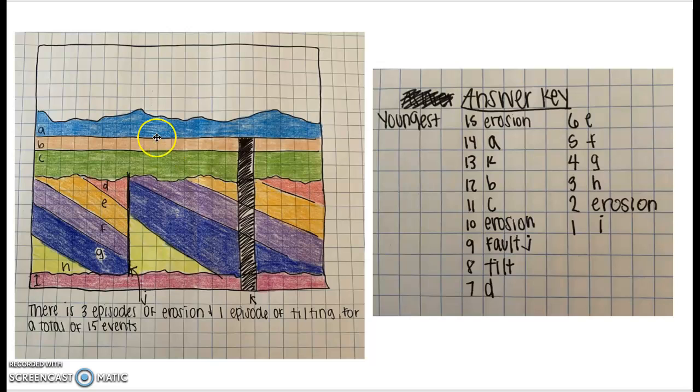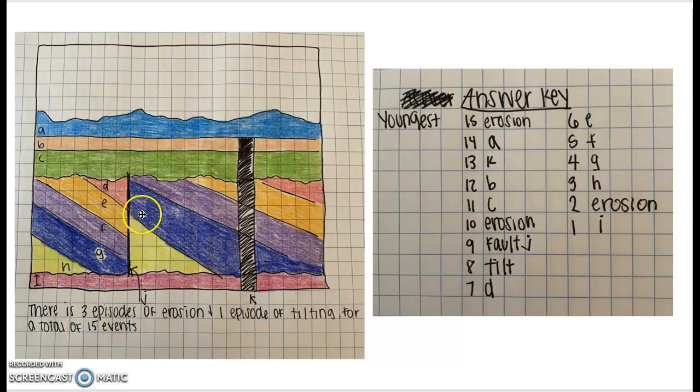And then after K is layers B and C right here. And also using the law of superposition, I can figure out that B comes before C. And then after letter C, you can see that there is another episode of erosion right here. And then after this episode of erosion is fault letter J, which you can see right here.